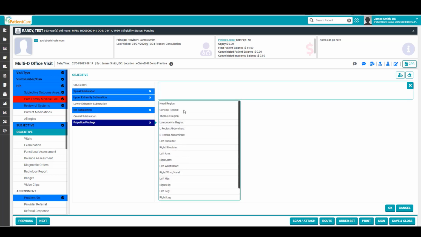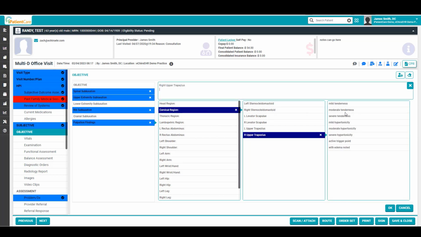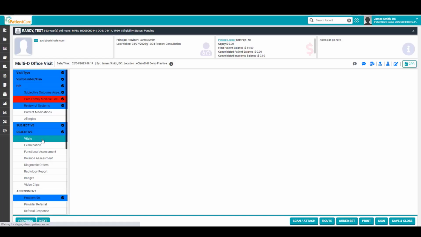Now these would be for those areas that are auxiliary to the spinal muscle groups that we have already identified in the previous systems. And so for instance, in the cervical region, right upper trapezius, documenting the tenderness, hypertonicity, active trigger point present, had edema noted. Next, we'll go further down in our sections and click on vitals and document the vital signs for the patient for the day.